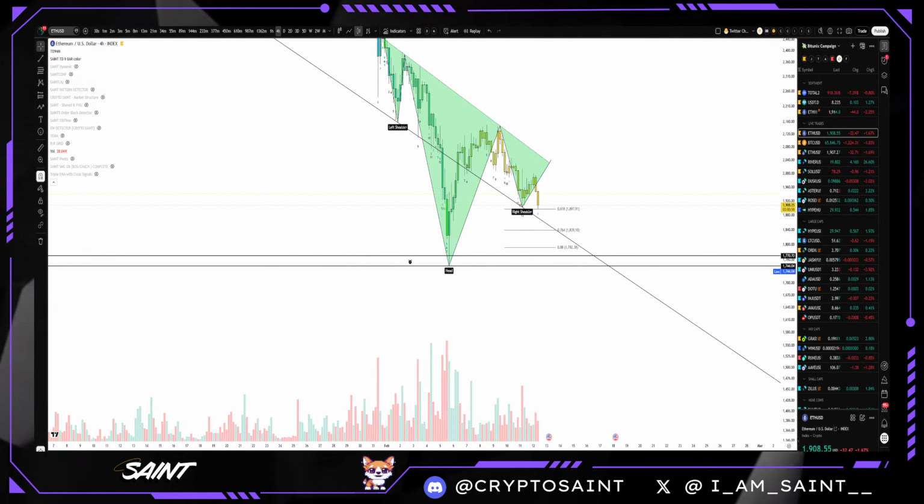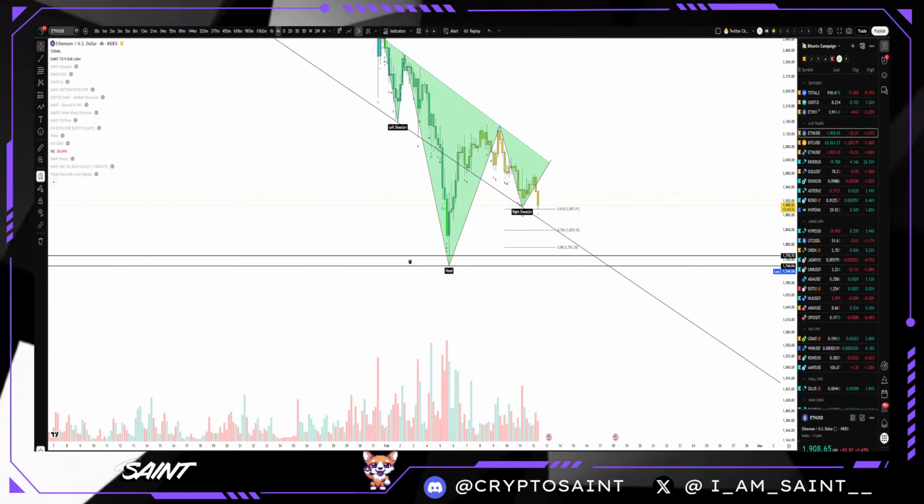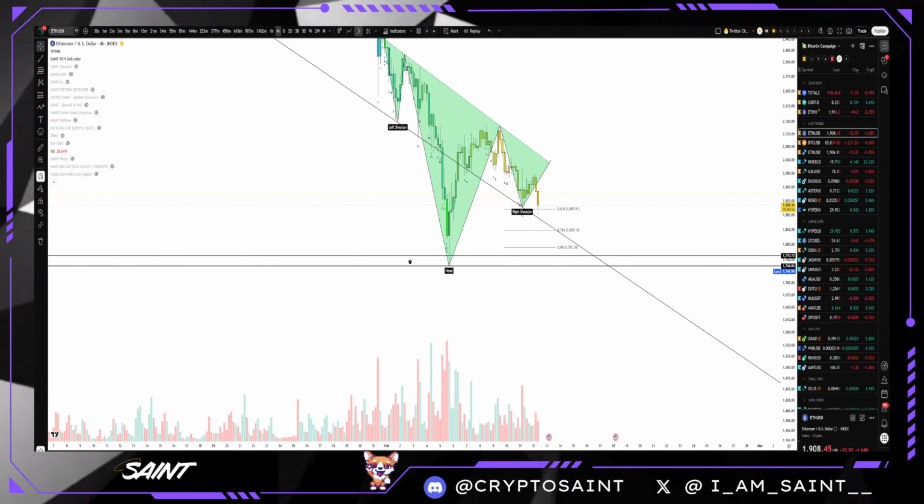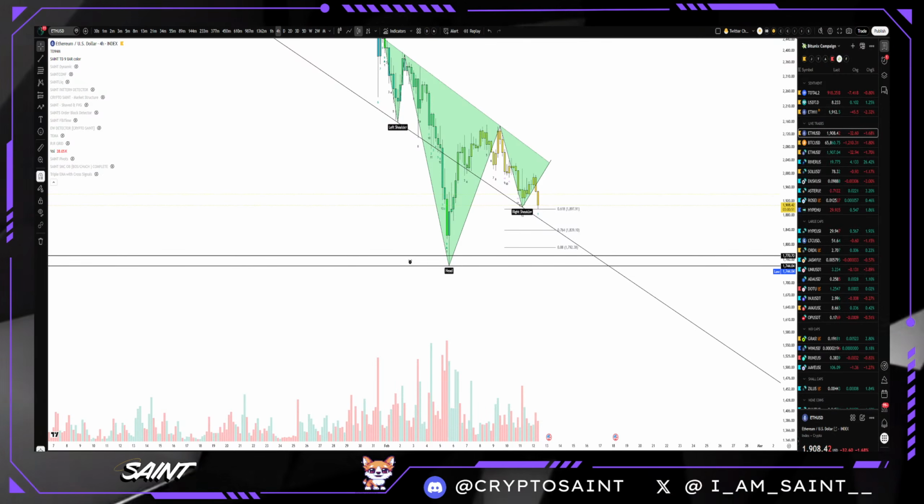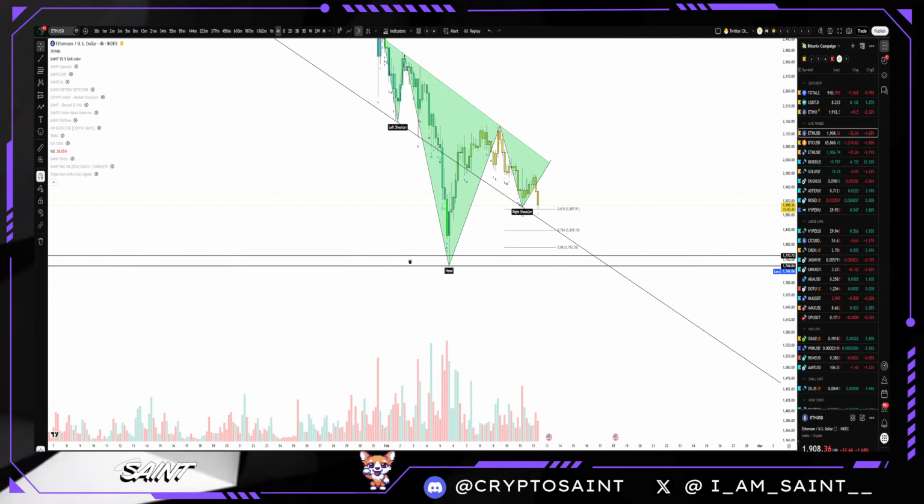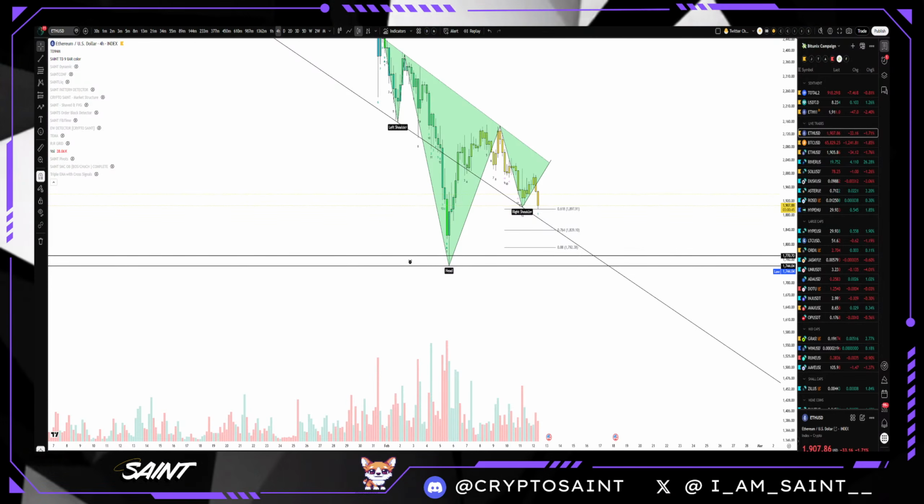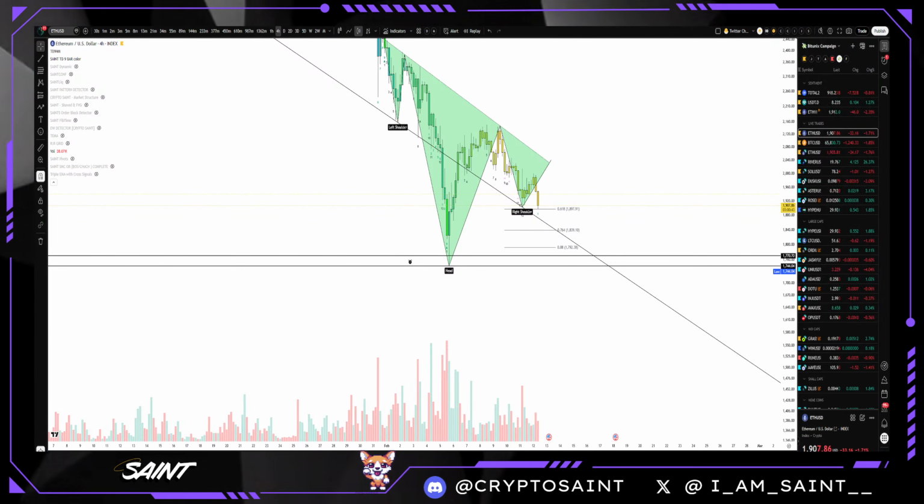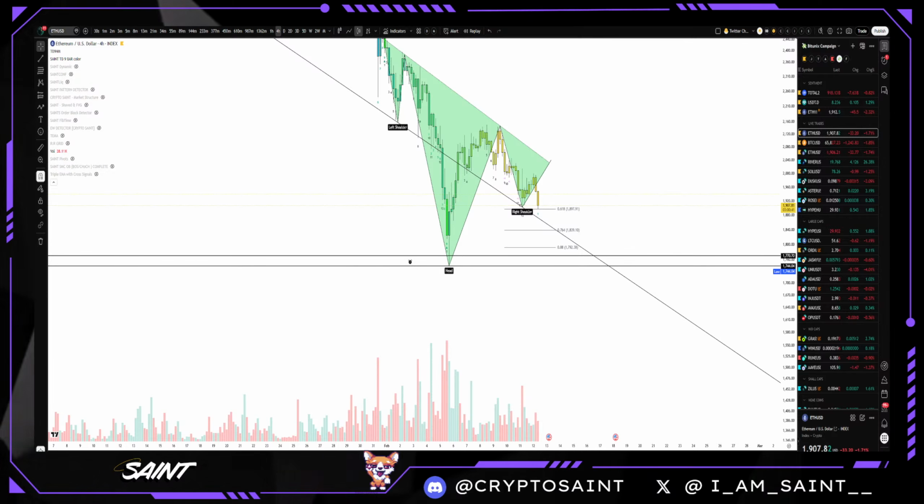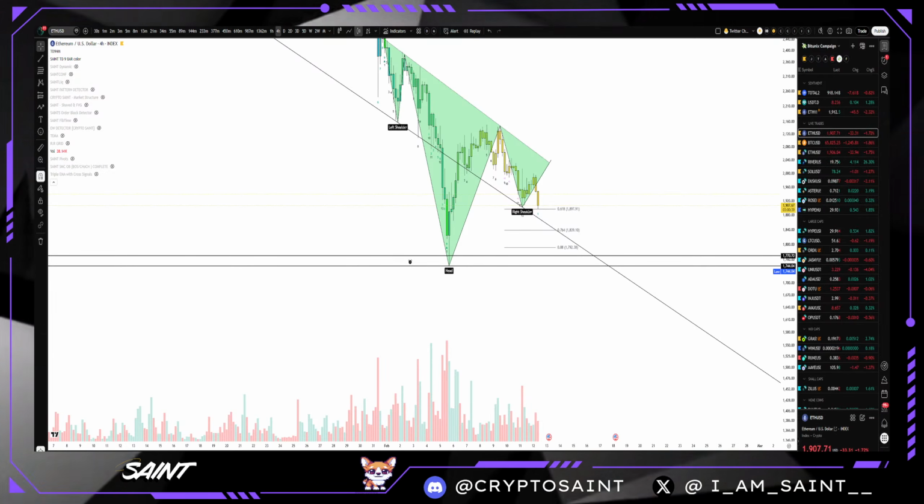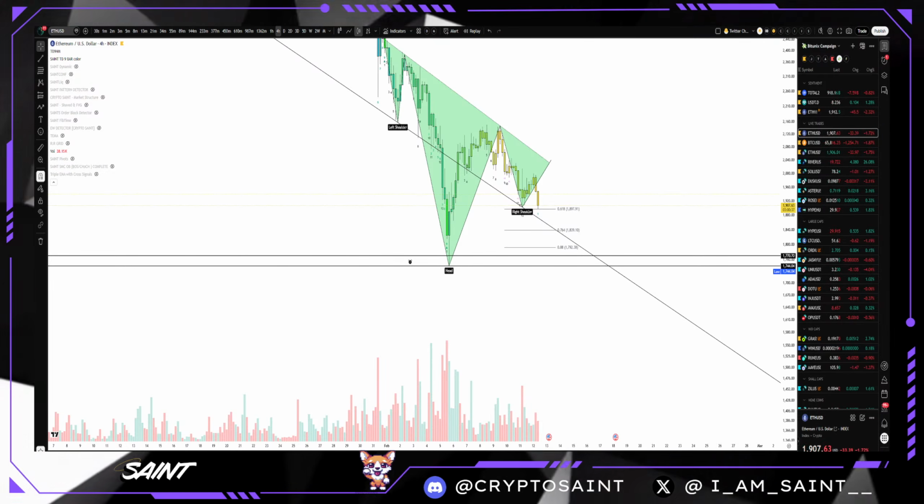Yeah, CoinGlass is still not loading. I don't know what's up with CoinGlass right now. It's not giving us the data that we're looking for. Go to 8 hours, see if that helps. Nope, not either.